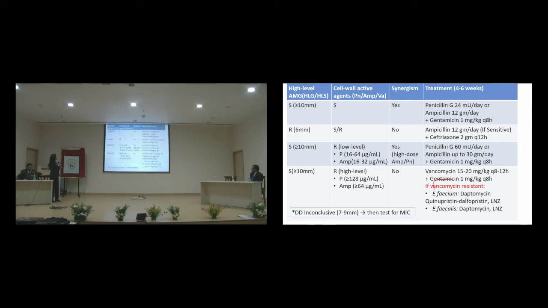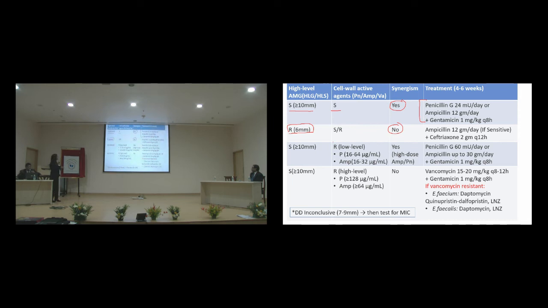So this column tells the high level aminoglycoside, that is HLG or HLS breakpoint. So if HLG is sensitive, you have a cell wall acting agent that is either penicillin, ampicillin or vancomycin sensitive, synergism is seen. Whereas if your high level aminoglycoside is resistant, irrespective of this is sensitive or not, the synergism doesn't work. So here what is the note given here is, if it is sensitive to a high level aminoglycoside and sensitive to cell wall acting agent, this is the dose given. That is, you give penicillin or ampicillin with gentamicin.